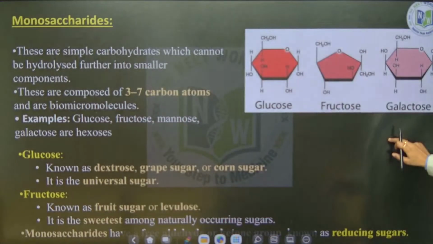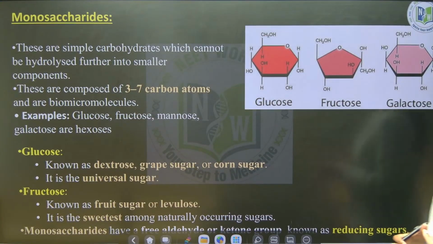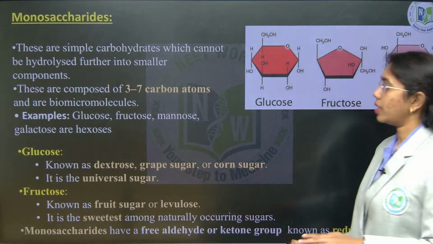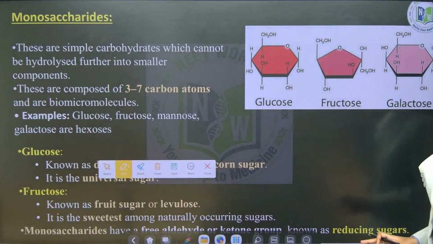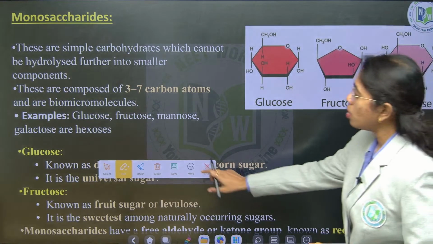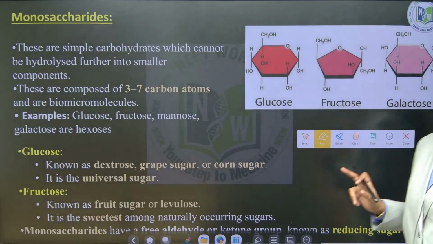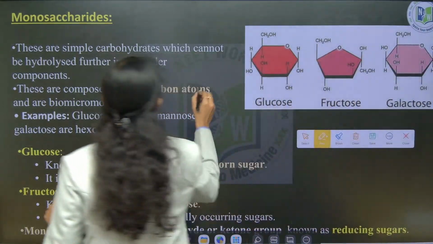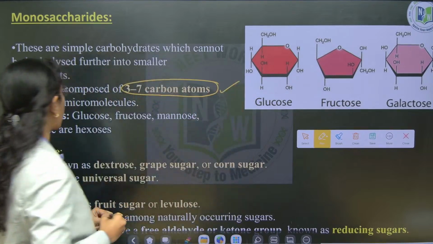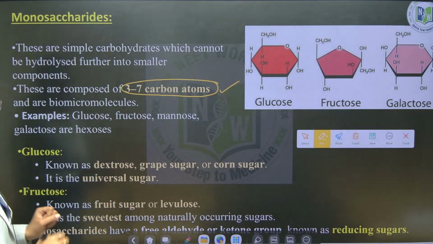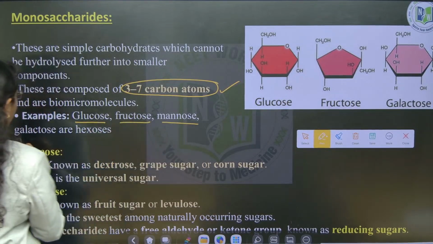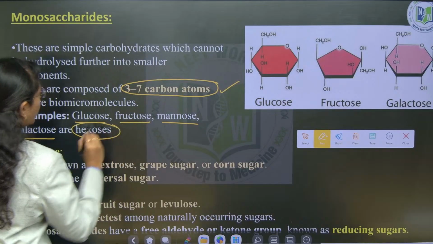monosaccharides. These are the simplest carbohydrates. Monosaccharides cannot be further hydrolyzed into smaller components. They are composed of just 3 to 7 carbon atoms. They are known as biomicromolecules. For example, glucose, fructose, mannose, galactose, these are what?